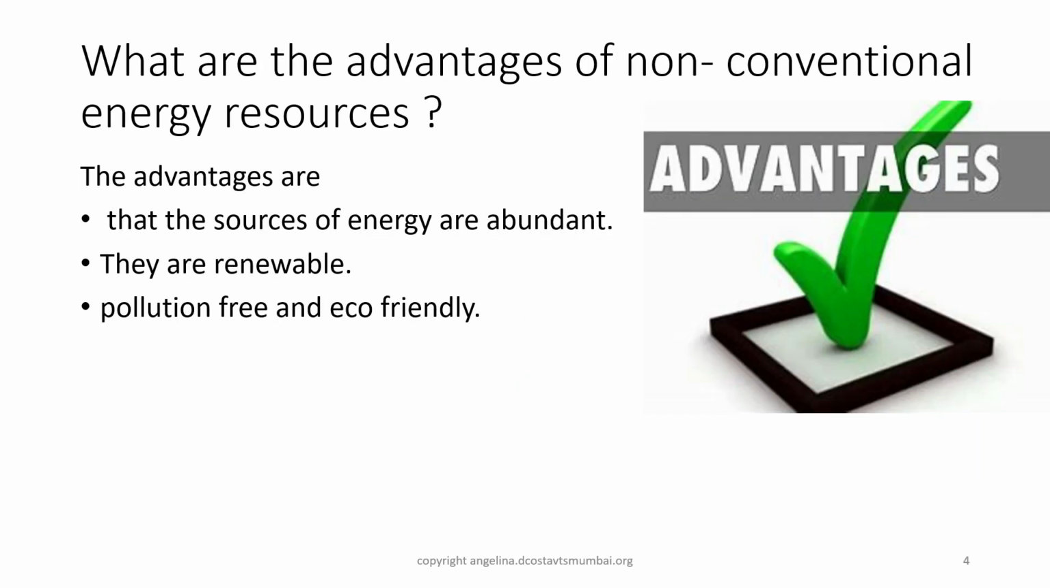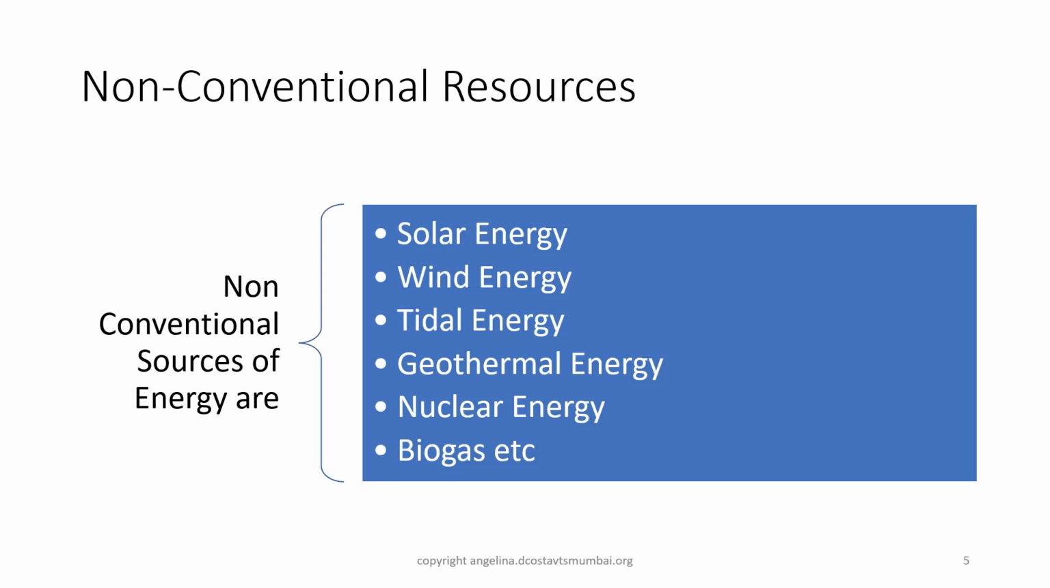So, what are the advantages of non-conventional energy resources? The sources of energy are abundant, renewable, pollution-free and eco-friendly. I repeat, abundant, renewable, pollution-free and eco-friendly. Solar energy, wind energy, tidal energy, geothermal energy, nuclear energy and biogas are some forms of non-conventional sources of energy. For the ICSE, we focus on solar energy, wind energy, nuclear energy and biogas.